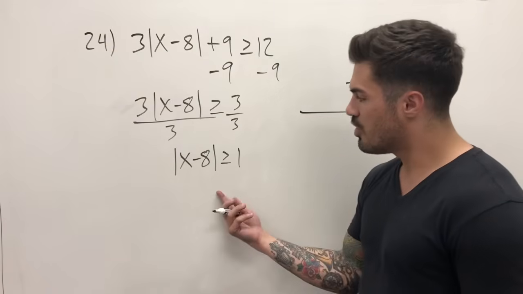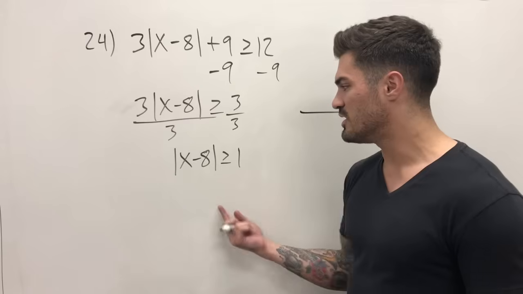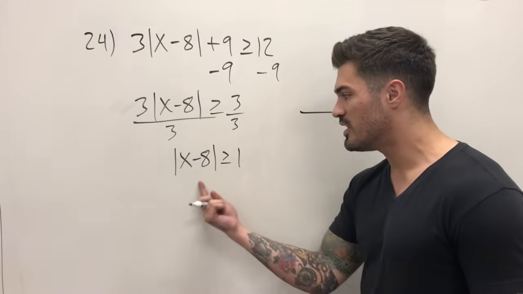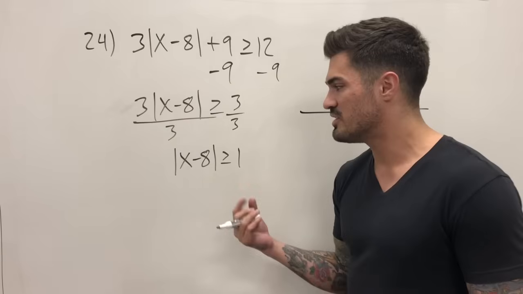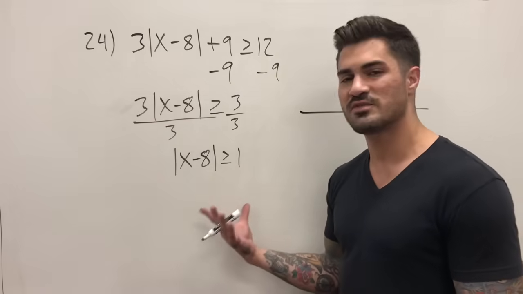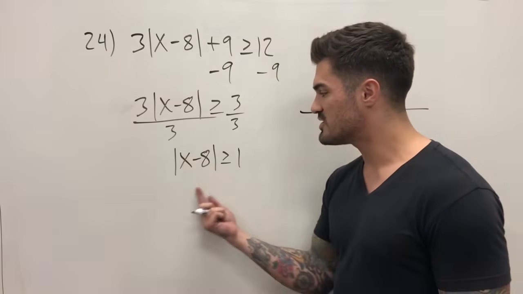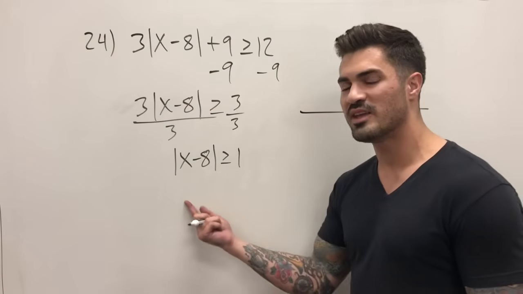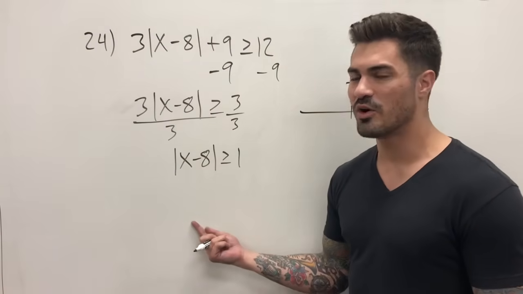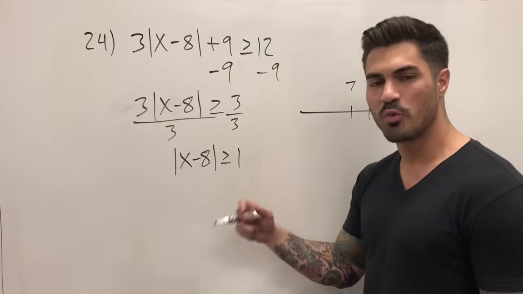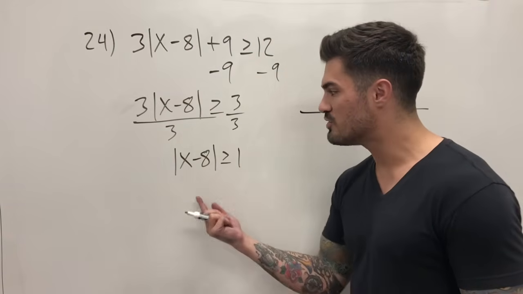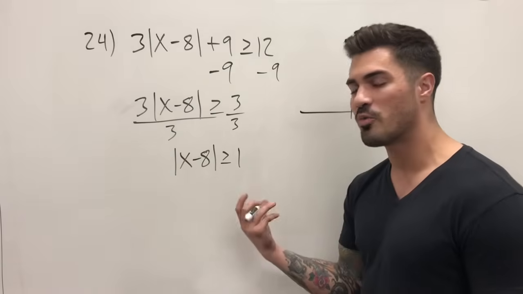Because think about this. What will satisfy this inequality? x minus 8 can be 1 or anything greater than 1, because then you take the absolute value, it's positive, it's greater than 1, it still satisfies the inequality. Or x minus 8 can be -1 or anything less than -1. Because think about -1, the absolute value will become 1, that works. What about -2? The absolute value will become +2, that works.